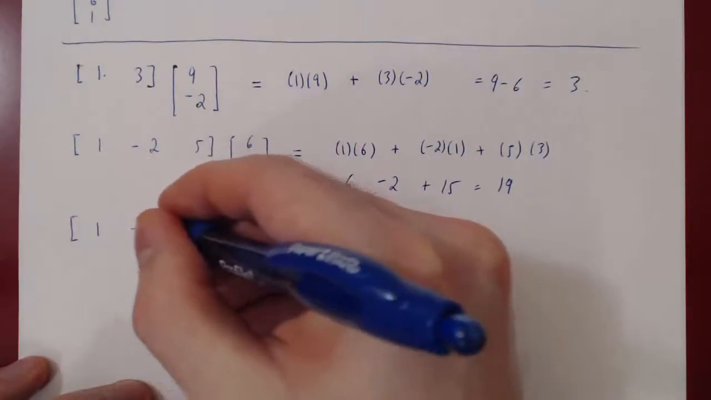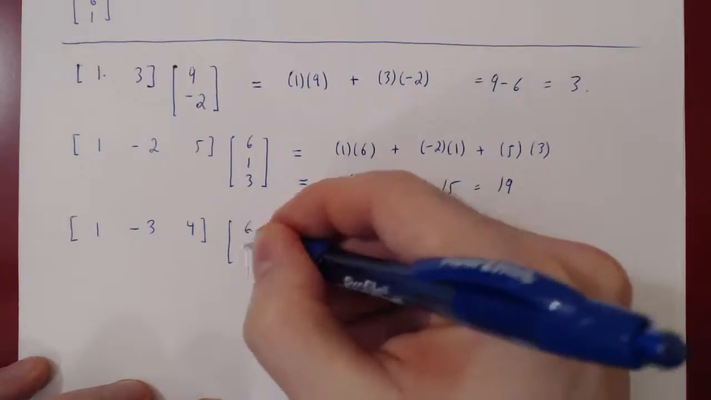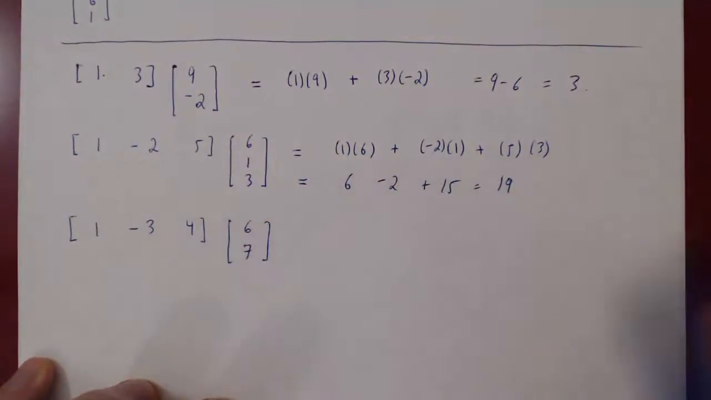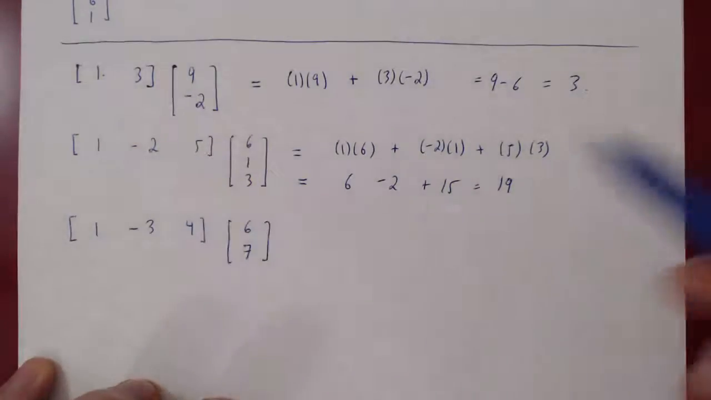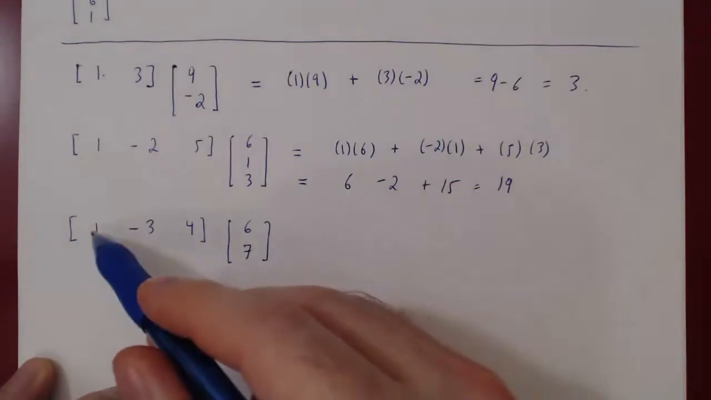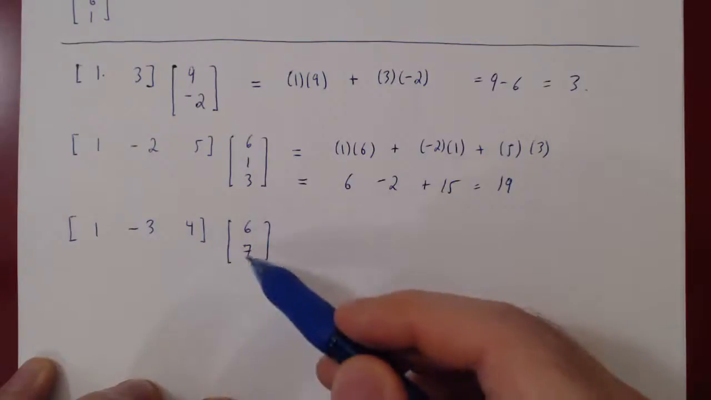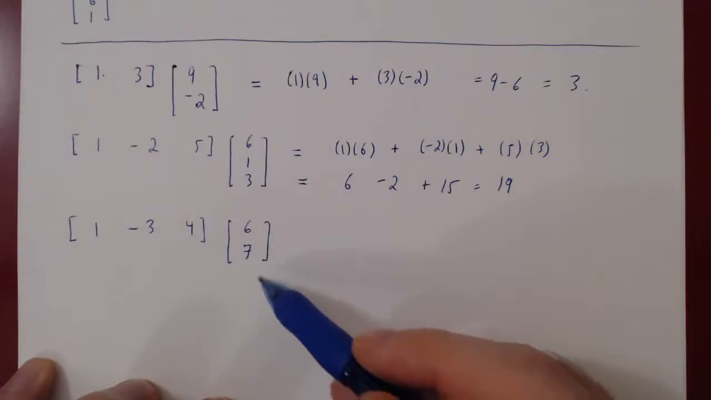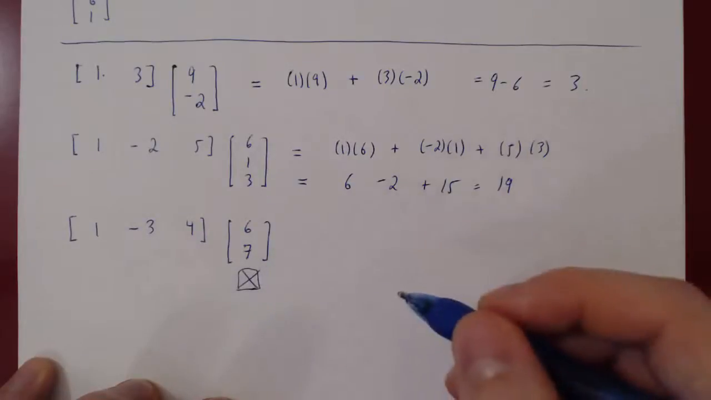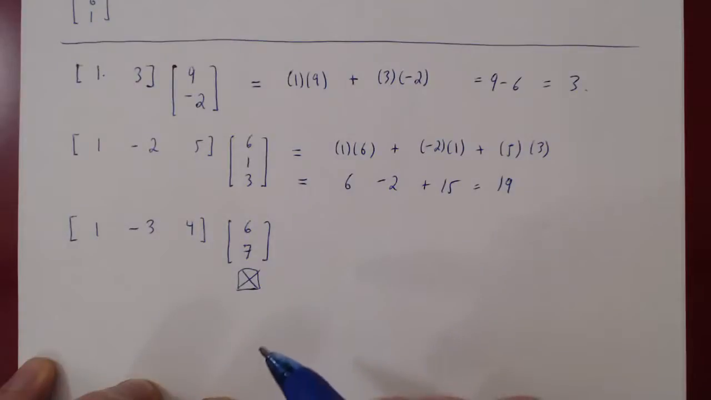Say we tried 1, negative 3, 4 times 6, 7. The question is, does this make sense? If we base ourselves on our previous two examples, we have to multiply corresponding entries and add them up. So if you did 1 times 6, so far so good, plus negative 3 times 7, plus 4 times, and there's an entry missing here, right? There's nothing here, and for that reason, this product is not defined.